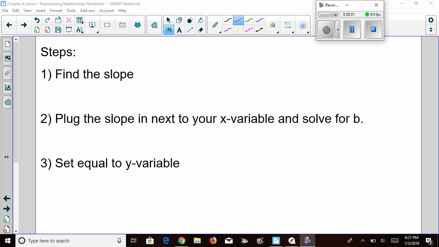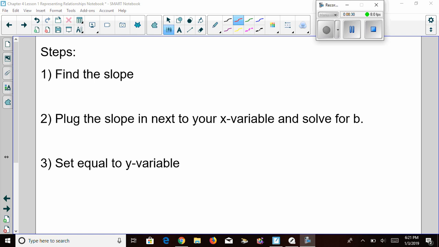So here are the steps that we're following. In order for us to be able to take the information given to us and create an equation, we need to first be able to find the slope. Next, we're actually going to use the slope that we find and plug it into the equation right there next to the x variable, or in our previous example, the t.